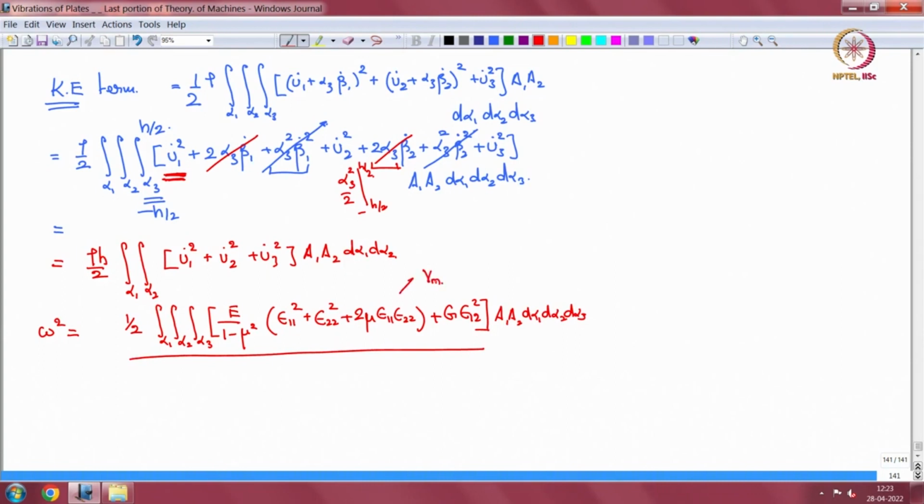And the psi m is rho h by 2 integral alpha 1, integral alpha 2, of u1 square plus u2 square plus u3 square, A1 A2 d alpha 1 d alpha 2. So this is for a general plate or thin shell. You can implement Rayleigh-Ritz on this now.